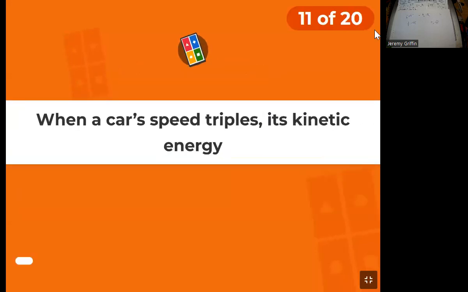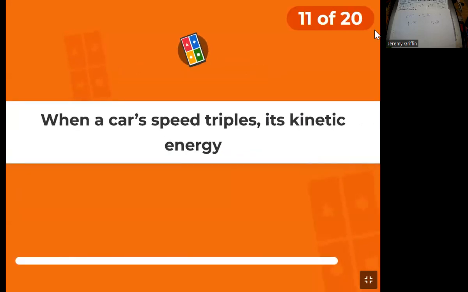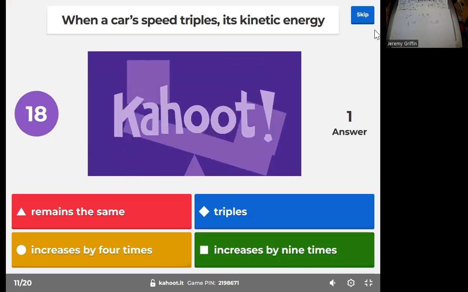Liam's still on fire. Evan in second. When a car's speed triples, what happens to its kinetic energy?